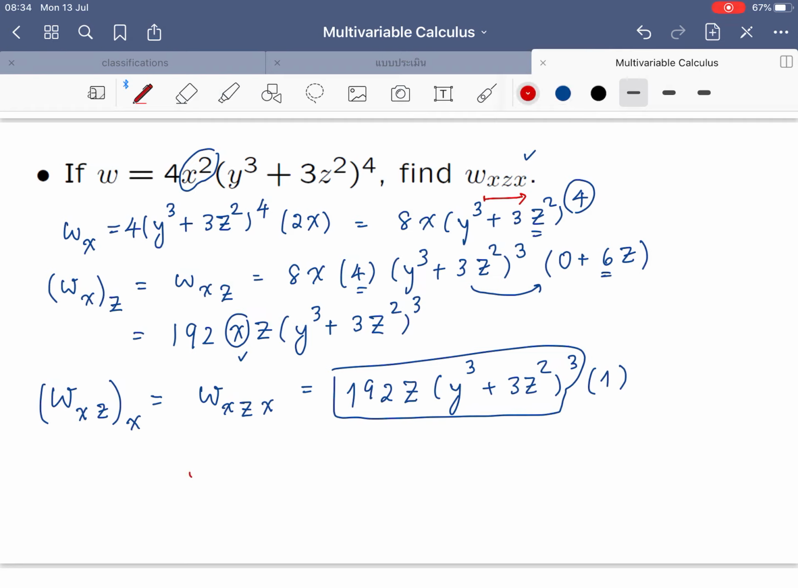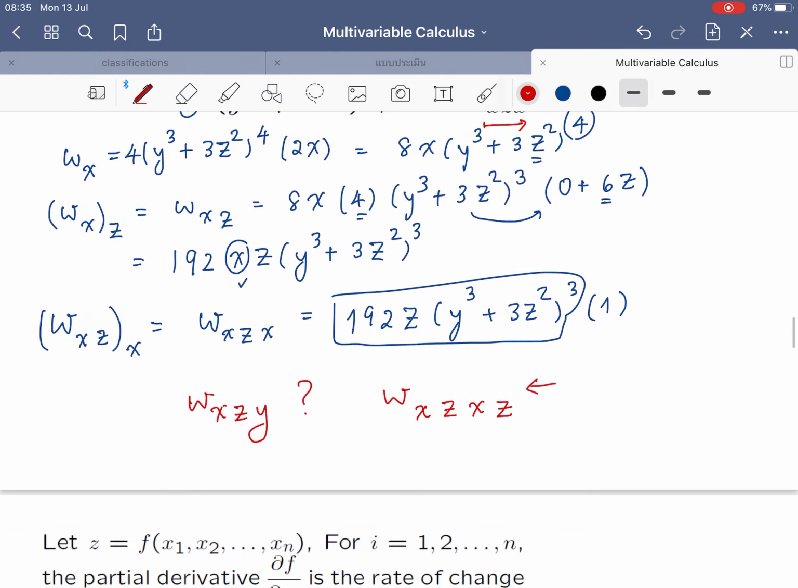If you want, you may find w sub x sub z and then sub y. What will happen? Or if you want, again w sub x sub z, sub x and then sub z again. This will be more challenging. You can do it by yourself.